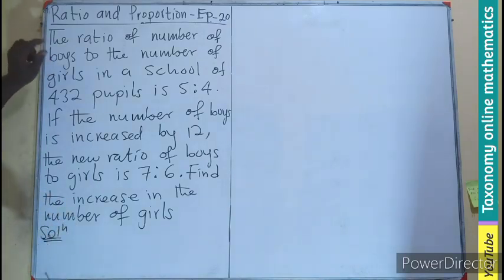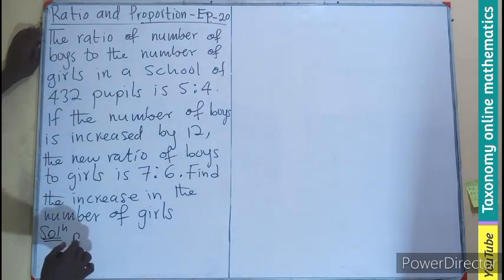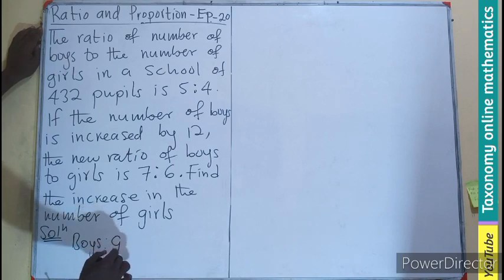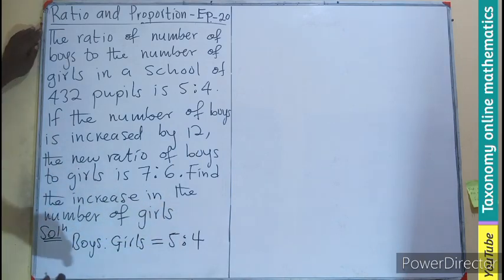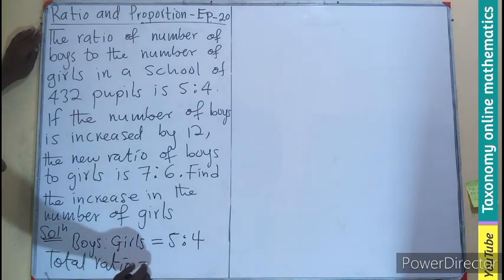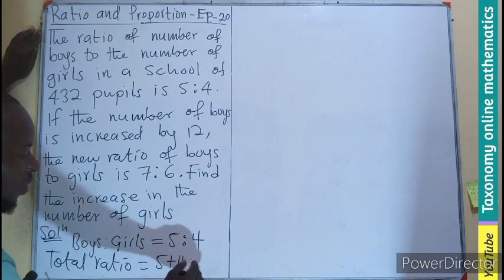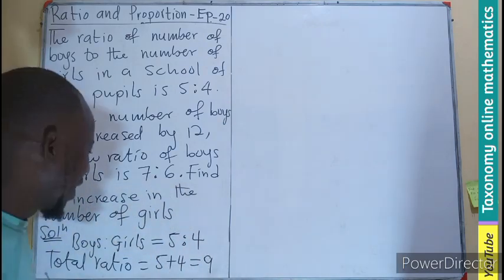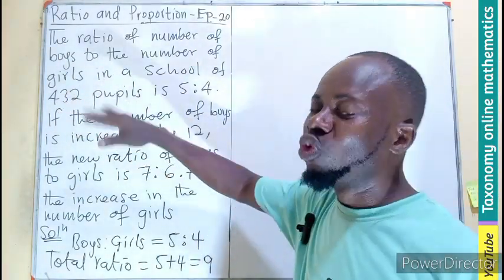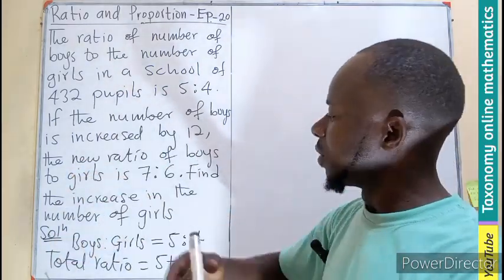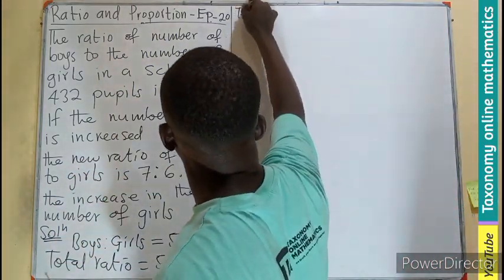So we know the ratio is given as what? Boys to girls. Is that not it? So I'll be having boys is to, let me use capital G, girls, which is equal to 5 is to 4. So right away, let's find the total ratio, which is going to be 5 plus 4, which gives us 9. Meaning 9 is going to be the part into which we are dividing 432, of which 5 parts go to the boys.